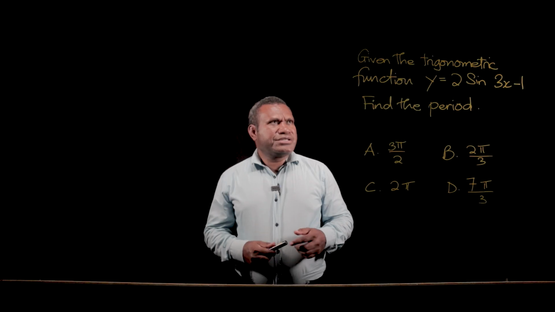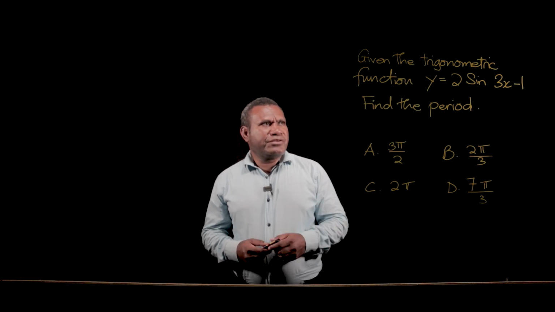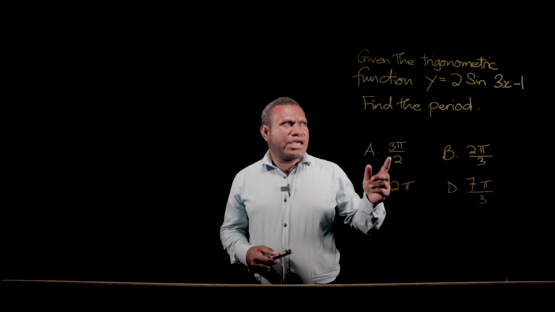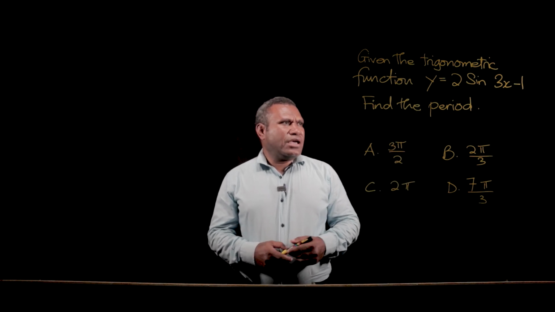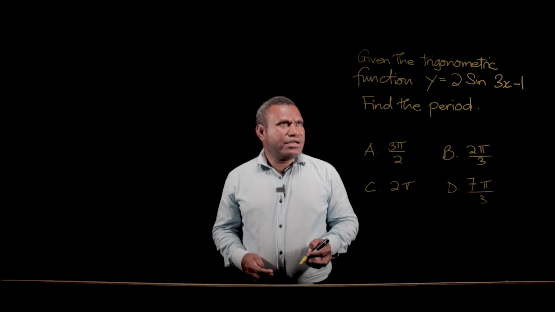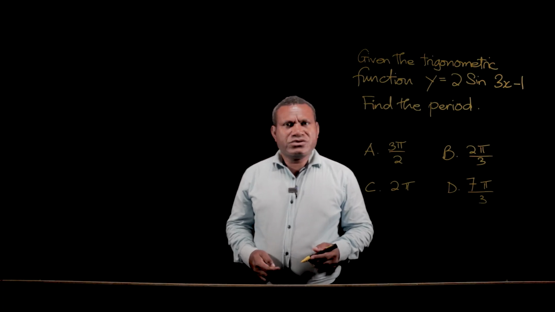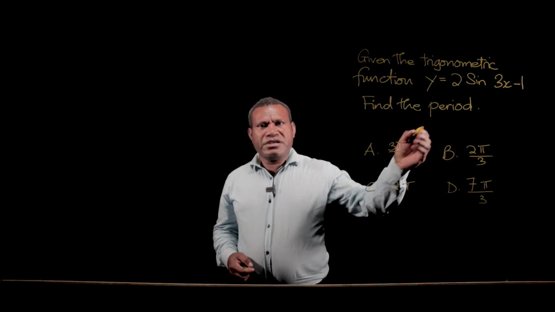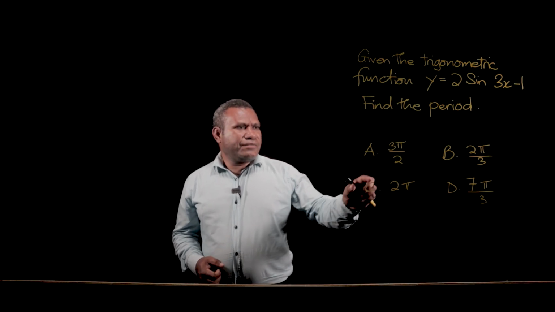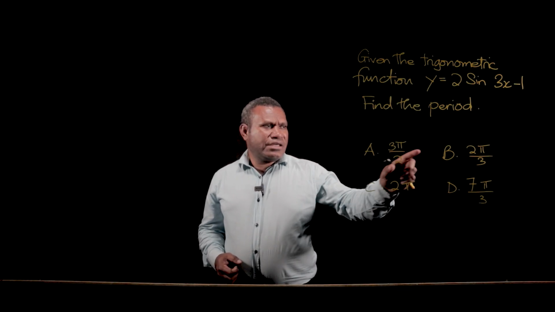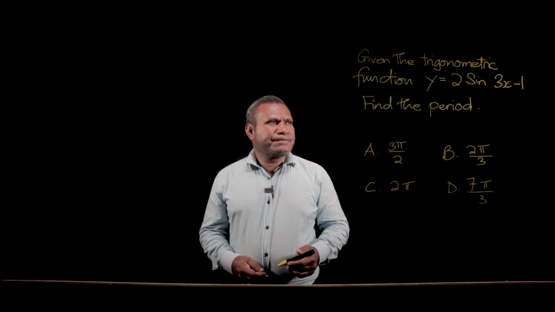The question reads, given the trigonometric function y equals 2 sine 3x minus 1, find the period. We are asked to find a period, and this is one of the keywords that you have learned in trigonometric functions. And we have the alternatives A, B, C, and D.